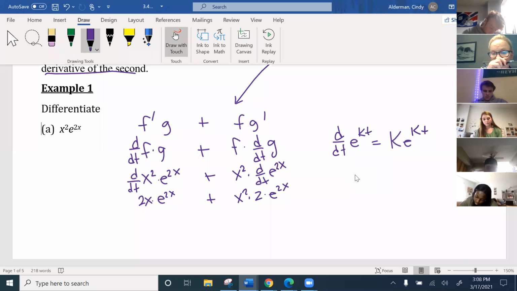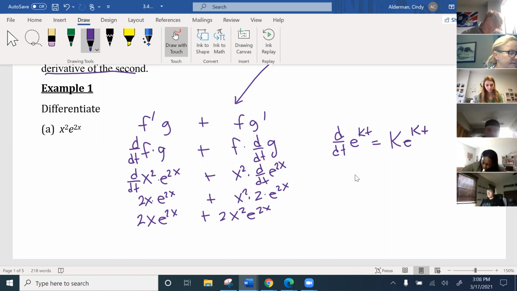So now all we're going to do is clean this up a little bit. This is okay the way it is, 2x e to the 2x plus this we should clean up to 2x squared e to the 2x. And then what we could do to make this formula even simpler is factor out the e to the 2x. So e to the 2x times 2x would be that first term. And then e to the 2x times 2x squared would give you that second term.